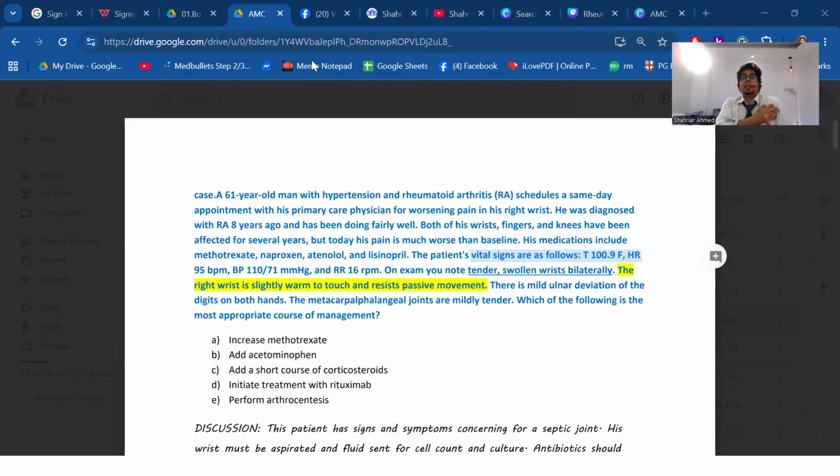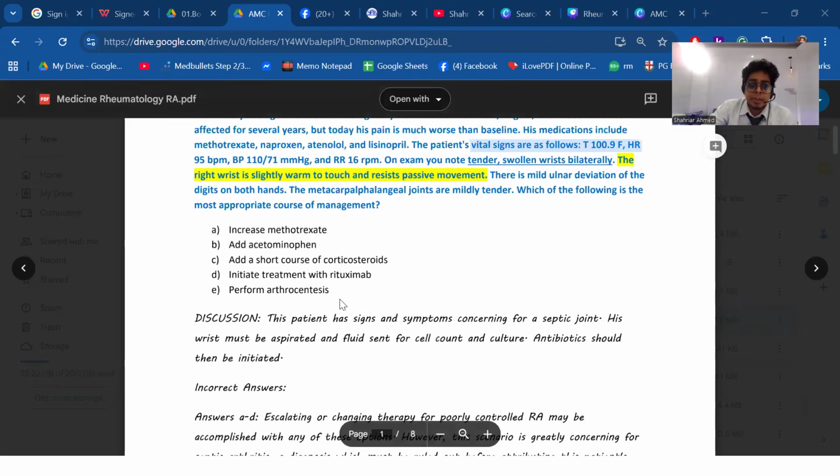This is how the original question comes actually. Now, what do you think? What is the right one actually? Is it because this rheumatoid arthritis is not controlled and came back? So you want to increase the DMARDs, or you want to start a course of steroid in this case, or you think to perform arthrocentesis? Yeah, but the final answer is actually perform arthrocentesis.